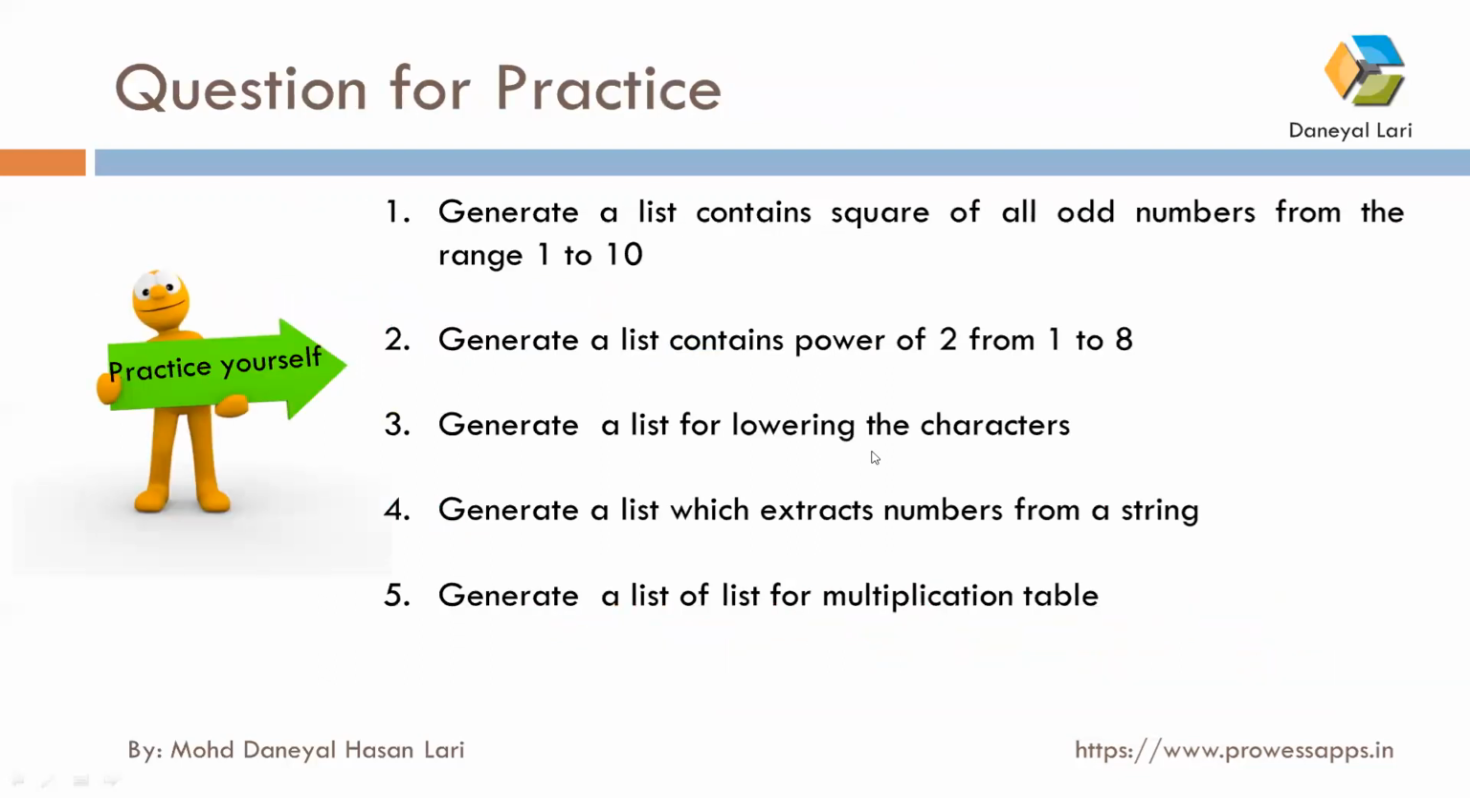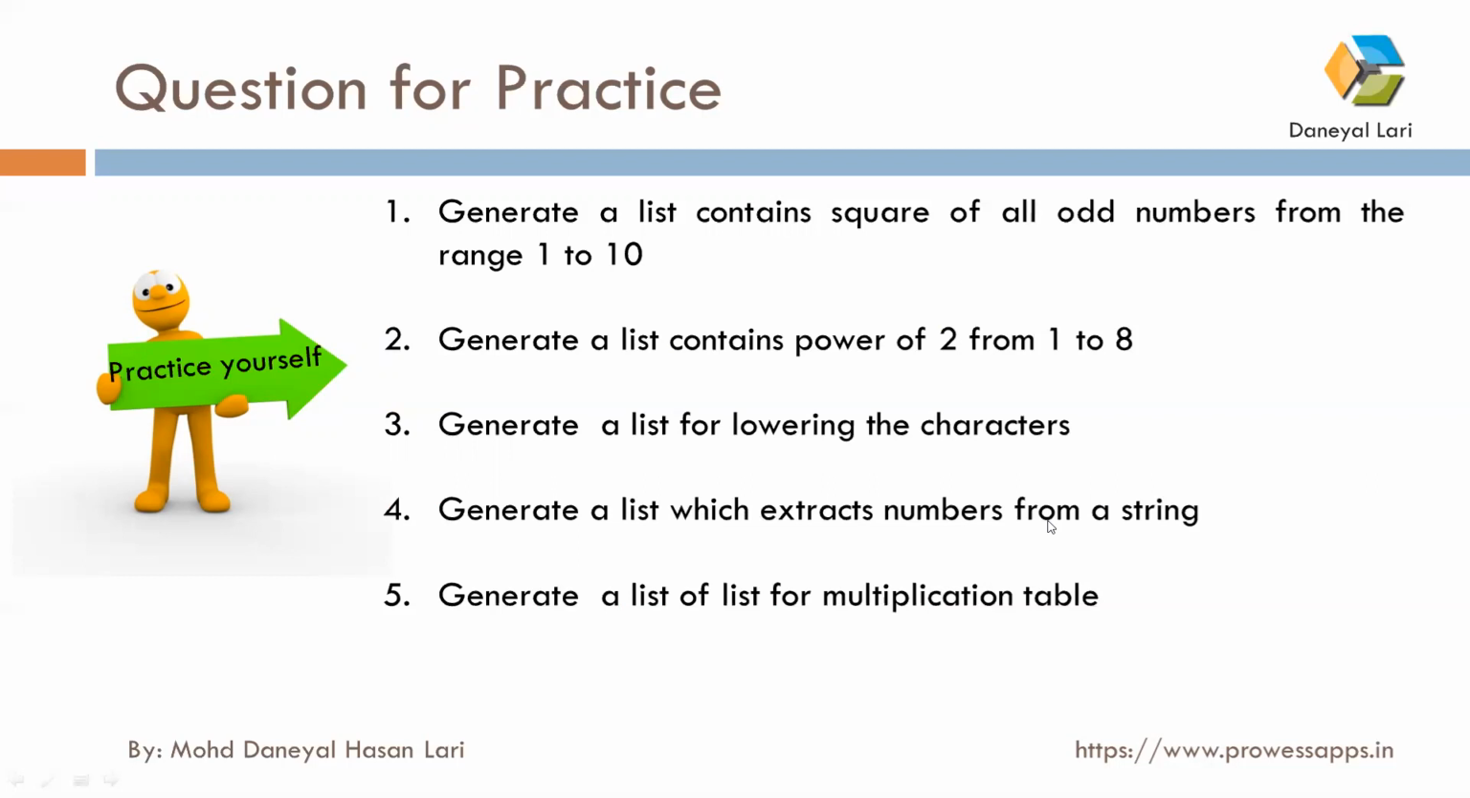So I am giving you some questions for practice also. Just do these questions by yourself. First question is: generate a list containing the square of all odd numbers from the range 1 to 10. Okay. Second question is: generate a list containing powers of 2 from 1 to 8. Generate a list for lowering the letters. So you have a list which will have uppercase letters, and you need to write a list comprehension that will convert all your uppercase letters into lowercase.